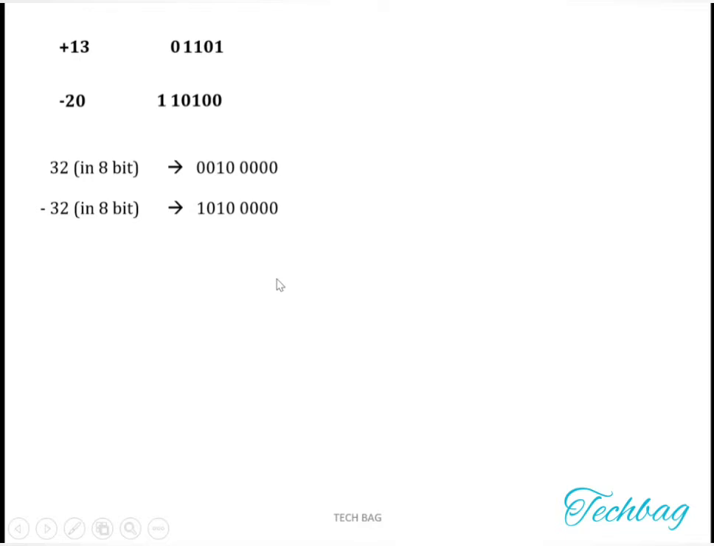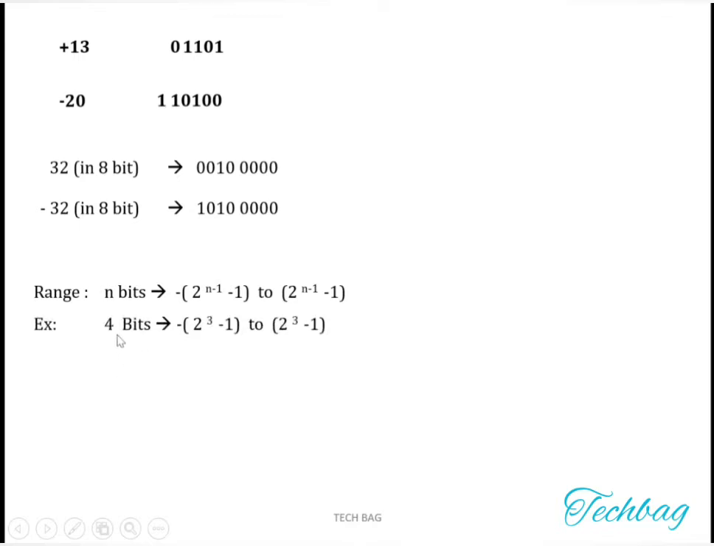Next one is range of numbers. If the number consists of n bits, then by means of the sign magnitude representation, you can represent minus (2 power n minus 1 minus 1) to (2 power n minus 1 minus 1). For example, if you are taking n equal to 4, then by using 4 bits, you can represent minus (2 power 3 minus 1) to (2 power 3 minus 1). That is, 2 power 3 is 8, 8 minus 1 is 7. So you can represent from minus 7 to plus 7.